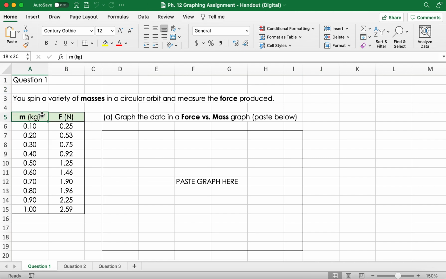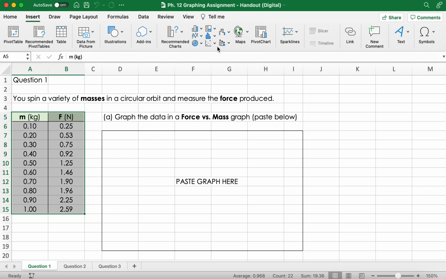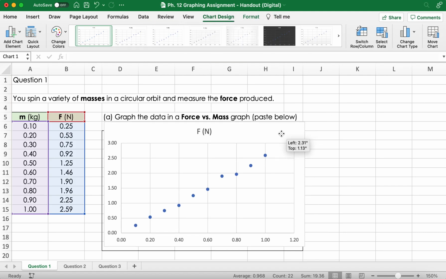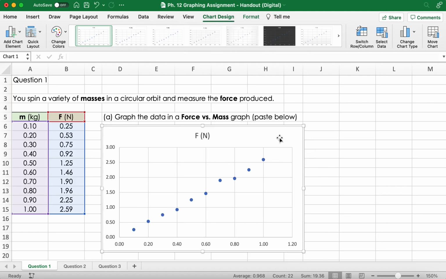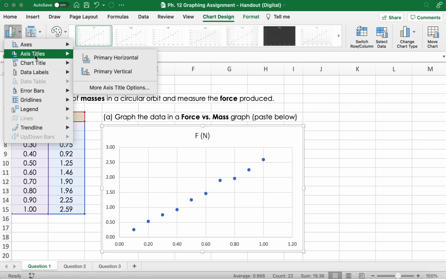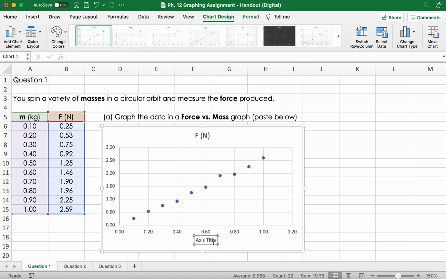Click on the first column of your table and hold, and then drag all the way down to highlight the whole table, and then go Insert, Scatter Plot, and it'll generate the graph right there for you. You can drag it into position, and you can also modify your title by going primary horizontal axis title down here for your x-axis.